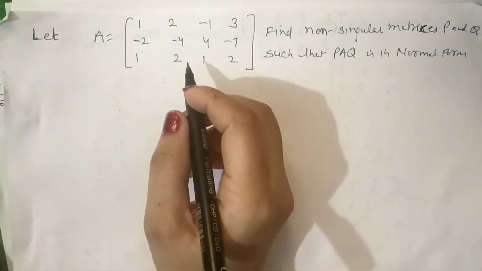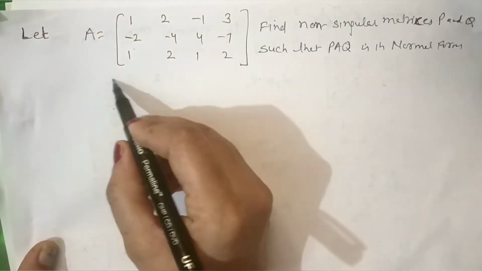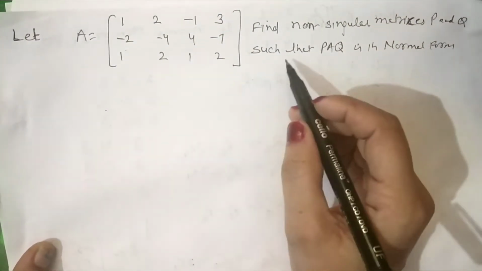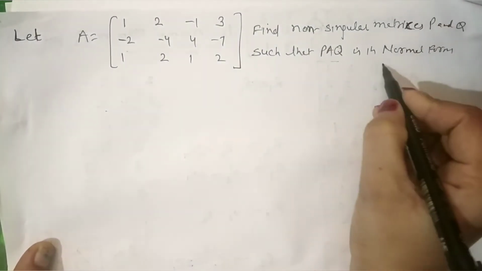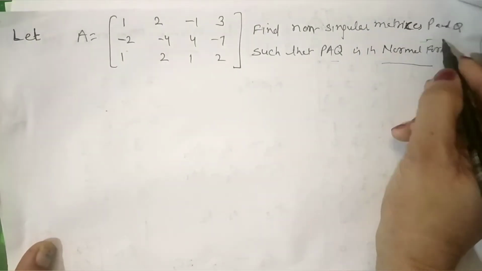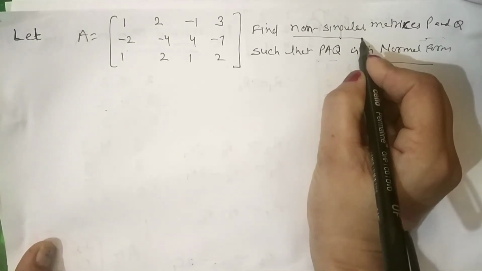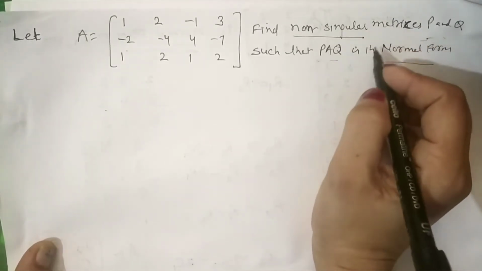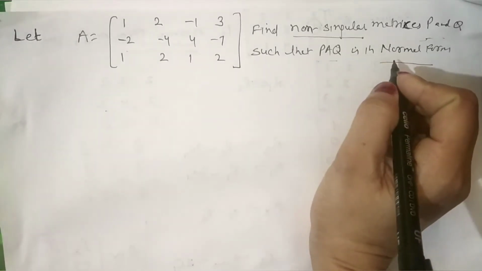Okay, good morning students. This is a very important question, where we have to change this matrix in such a way that we can get PAQ in a normal form. You are given A, and you have to find P and Q, two non-singular matrices. Non-singular means whose determinant is non-zero. So we have to find those two matrices which, when written in the form PAQ, become a normal form.